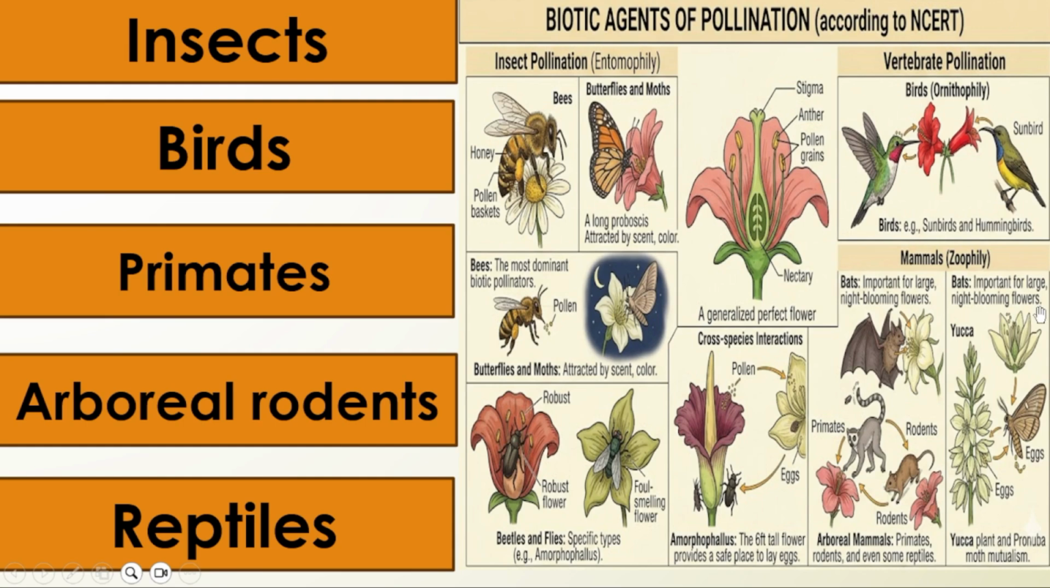It is important for what? Night blooming flowers. Which one? Bat. Here it is, bat. And the yucca plant, we will explain about this also in depth. This is the yucca plant, and this one is the pronuba moth.